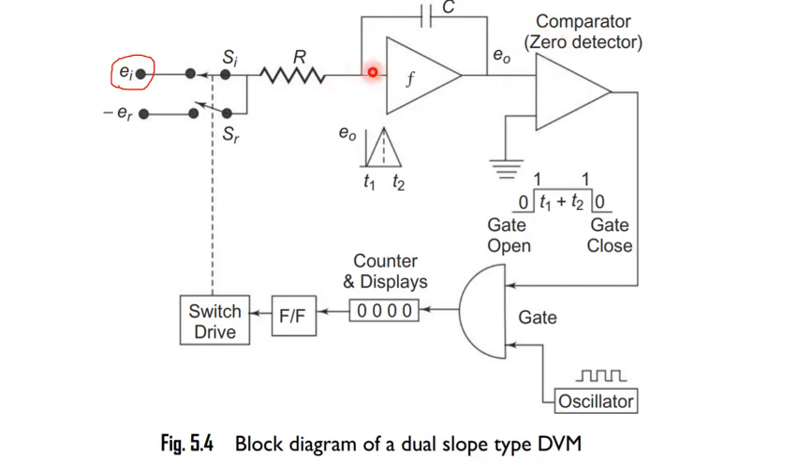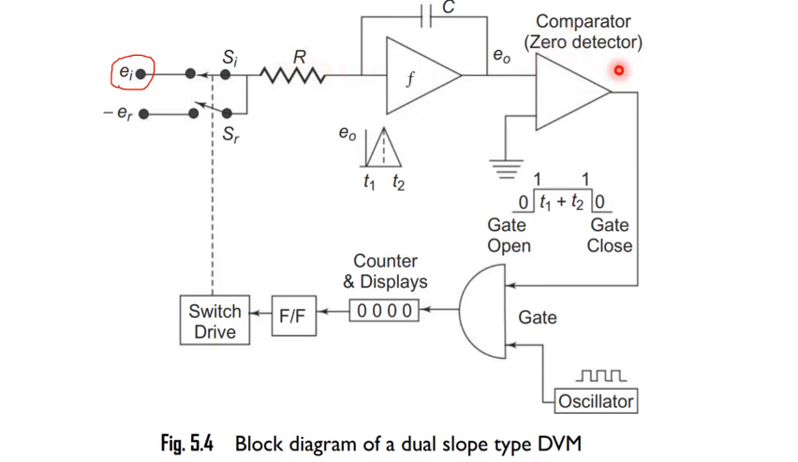Okay, integrator means it is going to add values. If it is a positive signal that you provide here, you will get a positive going ramp. If you give a negative value here, then you will get a negative going ramp. It depends on what the input is.